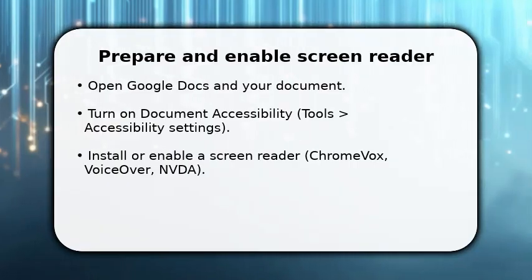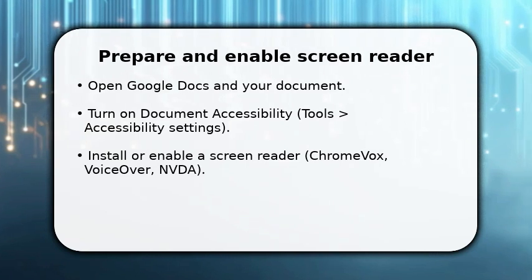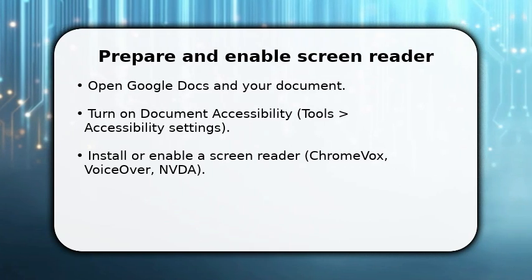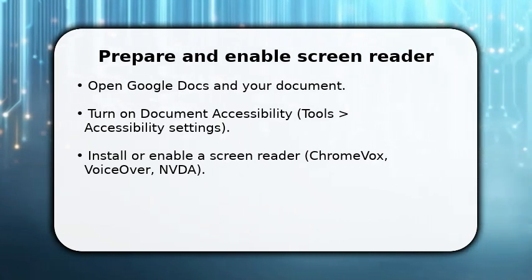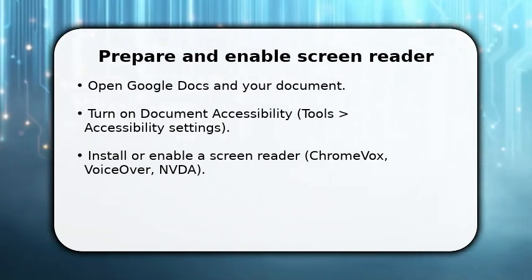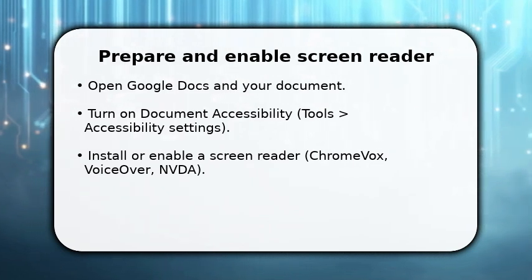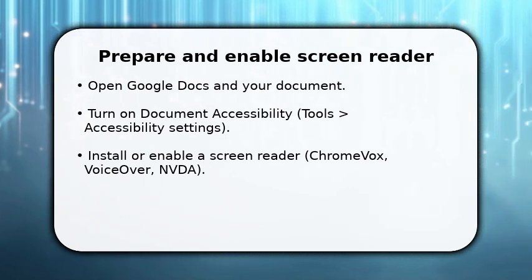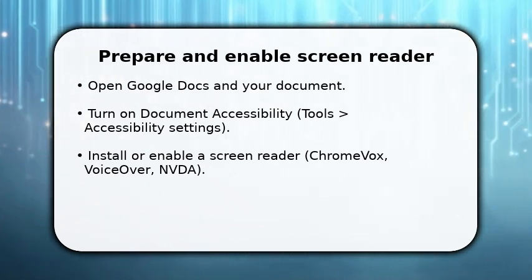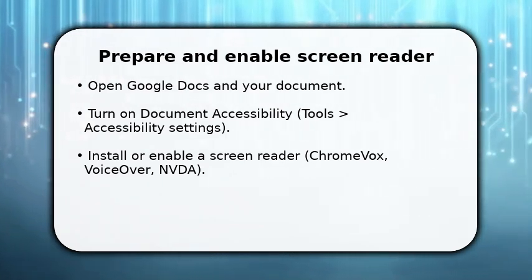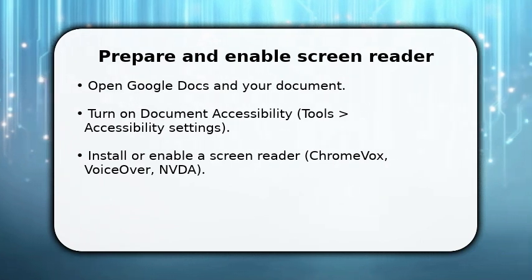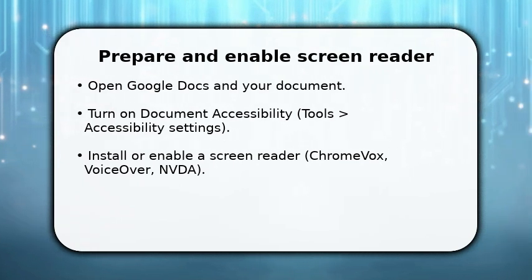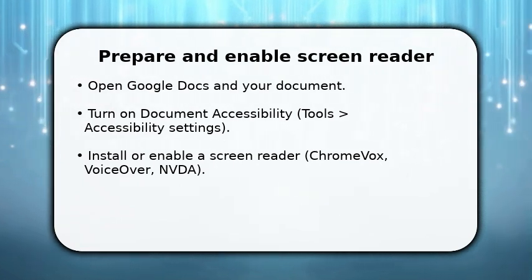You start by making Docs speak. Open the document and enable accessibility in Tools now. Once done, install or enable a screen reader for your platform, ChromeVox on Chrome, VoiceOver on macOS, or NVDA on Windows. You do this because Docs exposes text to those tools. Without one, nothing will speak. Make sure the screen reader is running and has microphone or audio output set correctly. After enabling, reload the document so accessibility hooks initialize and the reader can detect document structure.